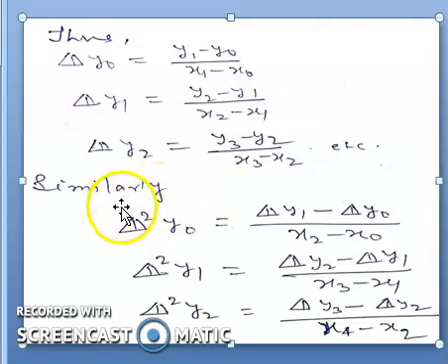Similarly, for the second order, del square y0 is (del of y1 minus del of y0) divided by (x2 minus x0). Del square y1 is (del of y2 minus del of y1) divided by (x3 minus x1), and del square y2 equal to (del of y3 minus del of y2) divided by (x4 minus x2). So this is the second order of divided differences.